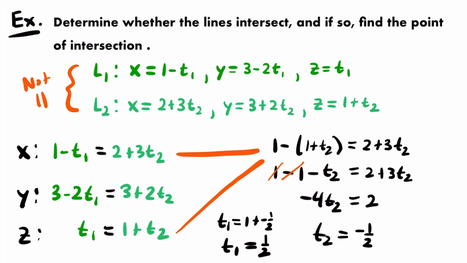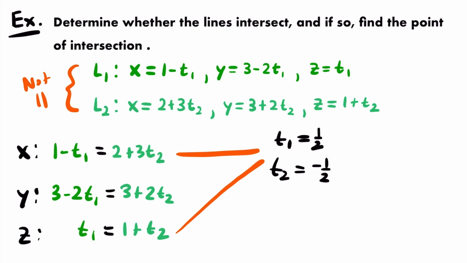Now the question is, if we plug these two values into that third unused equation, the equation for y, will we get a true statement? If we do, then we can conclude that these two lines intersect at a point. If they don't, then the lines will be skew. All right, and so let's check this here. We found from these two equations that t1 is 1/2 and t2 is negative 1/2, but let's see what happens if we plug those values into this third equation that we didn't use. And so let's perform that check here.